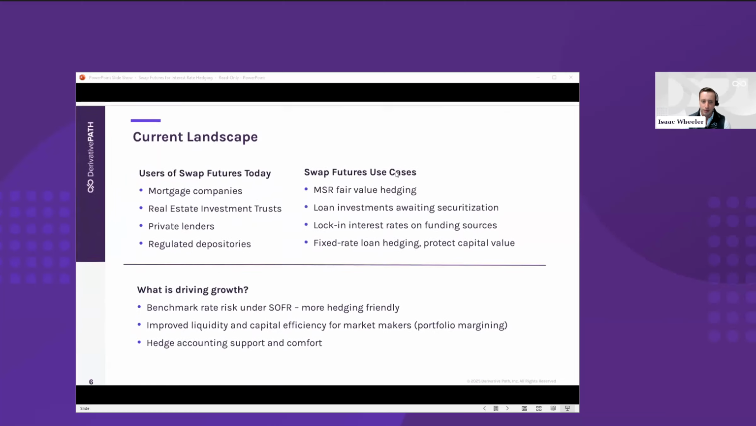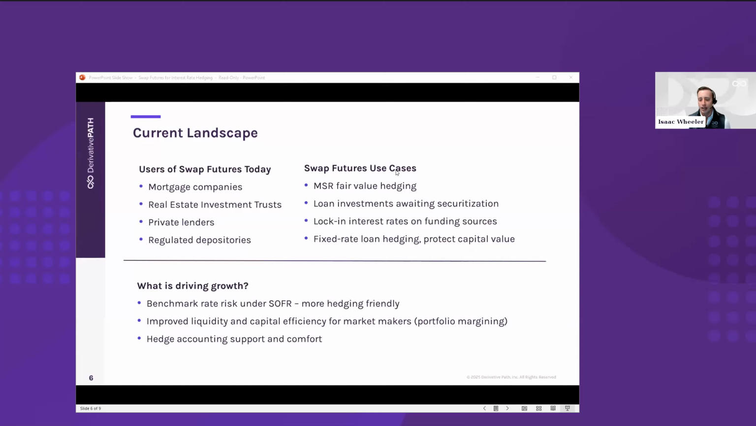Maybe from there, let's get into the current landscape. So, Ted or Craig, whoever wants to take this one first, who uses swap futures today, and why are they using them? How are they using them?